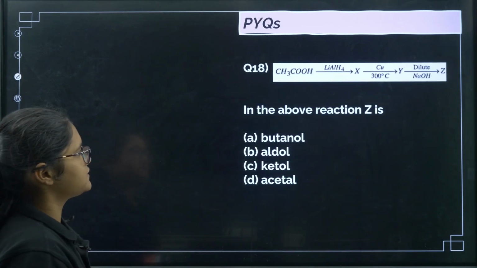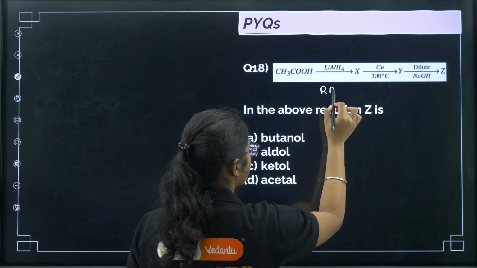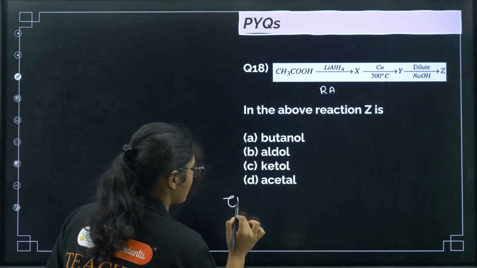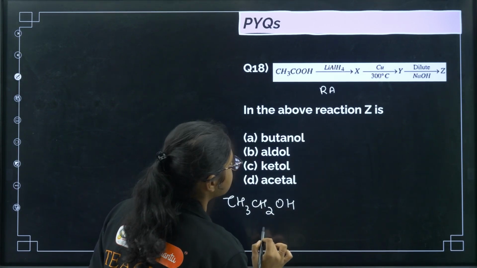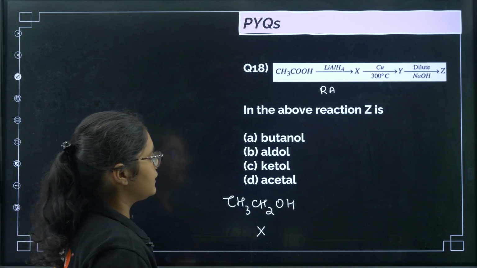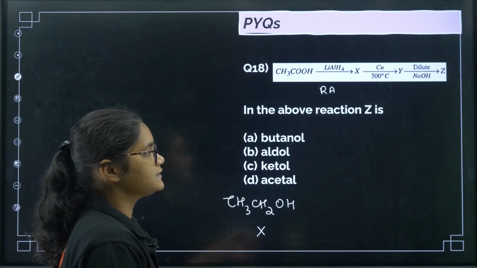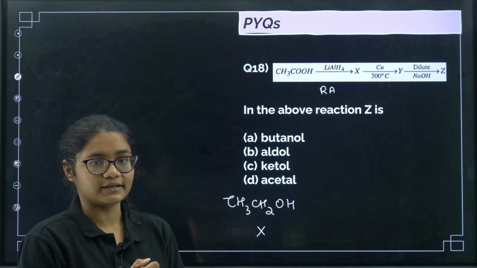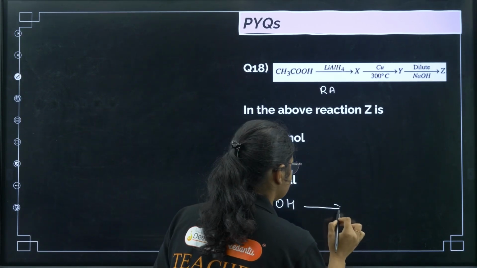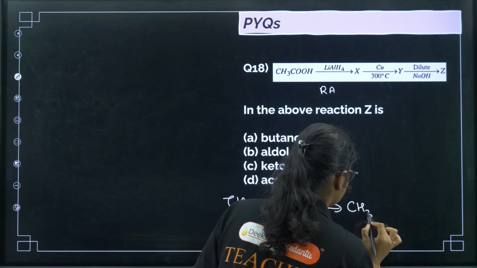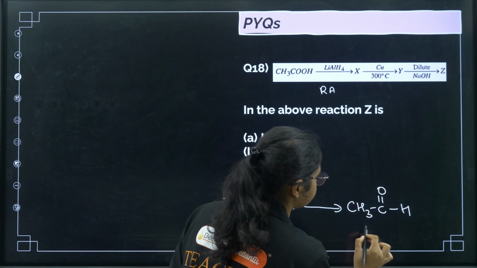Next, CH3CHO with LiAlH4. First, LiAlH4 is a reducing agent and it reduces this one to alcohol. So I'll get CH3CH2OH, right? So this is your X. Next, if you treat it with copper at 300 degrees Celsius, that is dehydrogenation of alcohols, and this is a primary alcohol, so it will give you aldehyde. So I'll get CH3CHO, right? So this is Y.